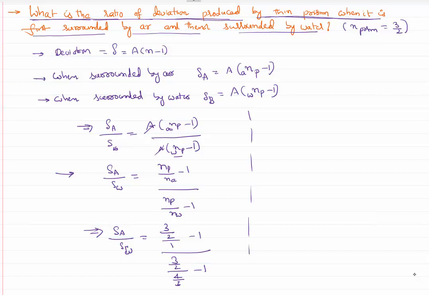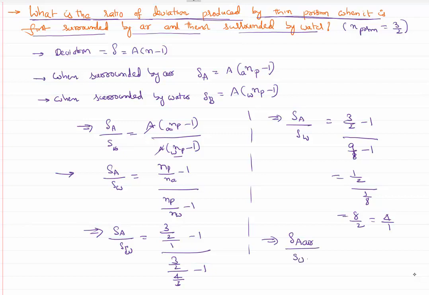So simplifying this further, deviation in air by deviation in water is (3 by 2 minus 1) by (9 by 8 minus 1). 3 by 2 minus 1 is half. 9 by 8 minus 1 is nothing but equal to 1 by 8. That is 8 by 2, that is 4:1. That means the deviation produced by the same prism when it is first surrounded by air and then when it is surrounded by the water, for a given light ray, is 4:1.